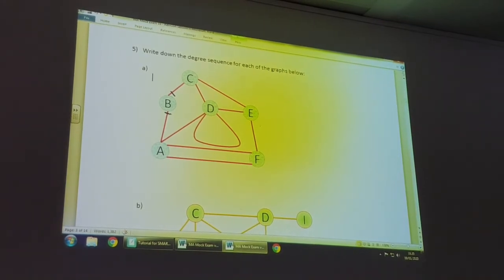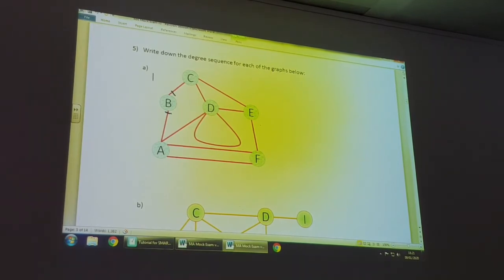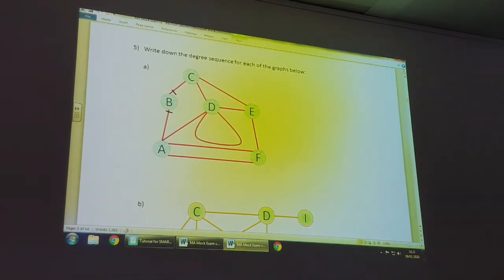Degree sequence. What is the degree sequence about? It's about how many connections each one of those vertices contain, and we put it in ascending order, right? My suggestion is for you to write down the degree right next to each vertex, then collect them in order afterwards. So B has degree 2, C has degree 3 connections, E, 3, D, 5, A, 4, F, 3. Collected in order: 2, 3, 3, another 3, then 4, then 5. Three threes. Done.